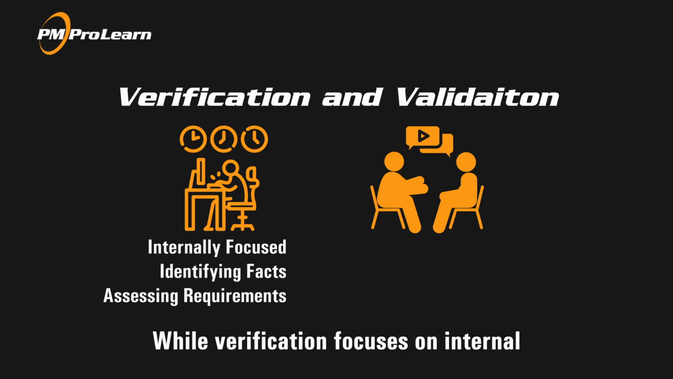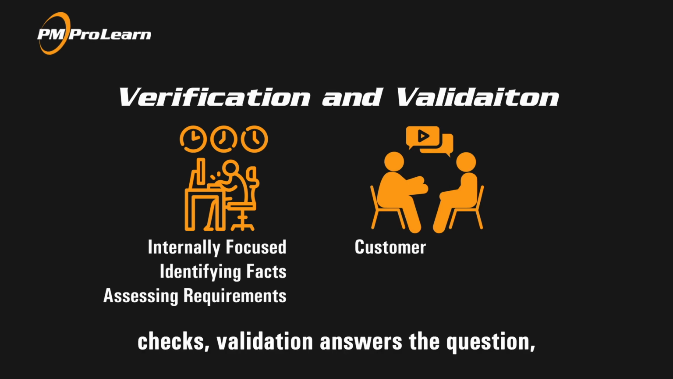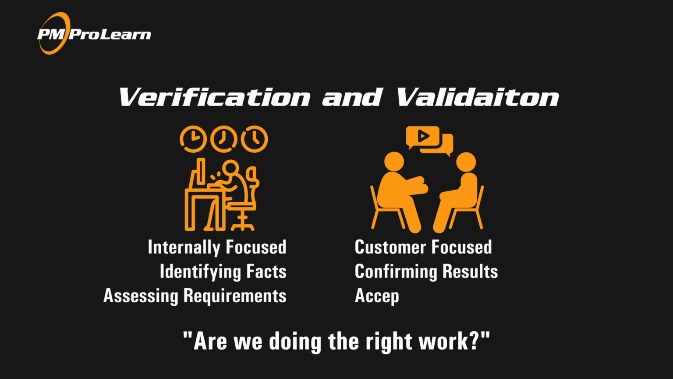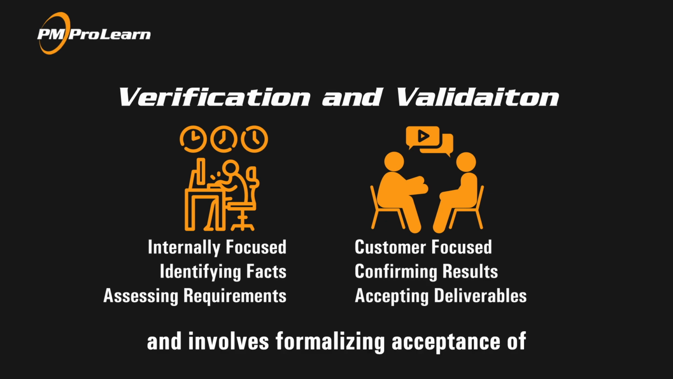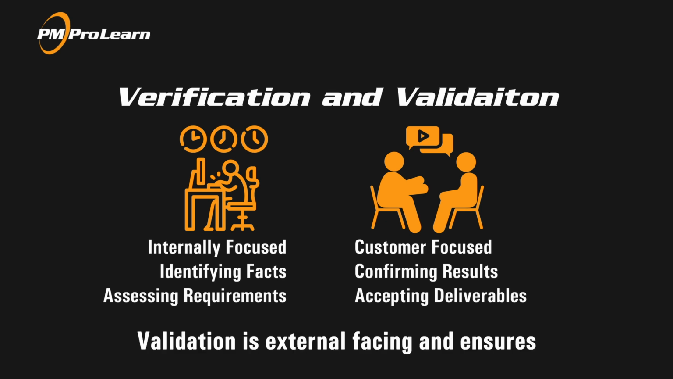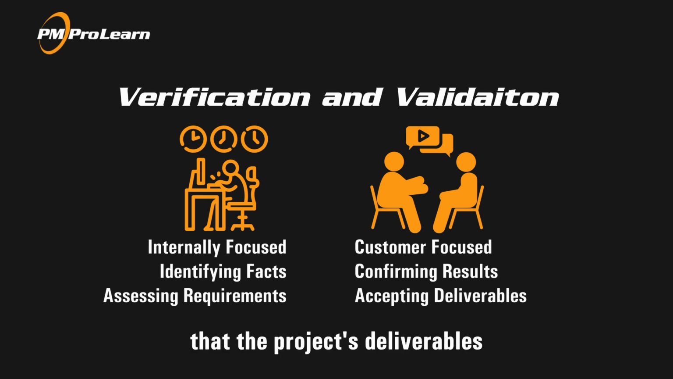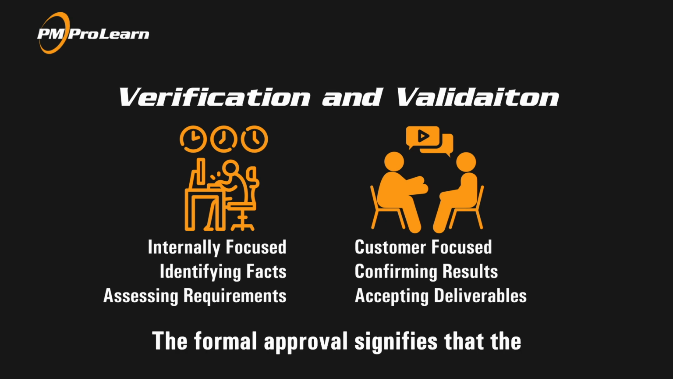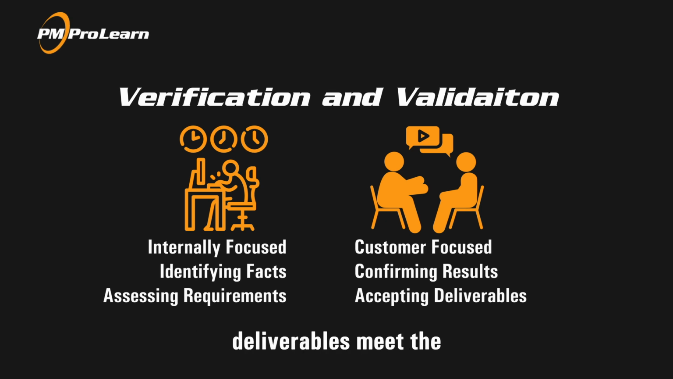While verification focuses on internal checks, validation answers the question, are we doing the right work? And involves formalizing acceptance of deliverables by the customer or project sponsor. Validation is external facing and ensures that the project's deliverables meet the need and expectations of the customer. It involves presenting the completed deliverables to the customer for their review and approval. The formal approval signifies that the deliverables meet the agreed upon criteria and that the project's scope has been fulfilled as planned. It has been validated.